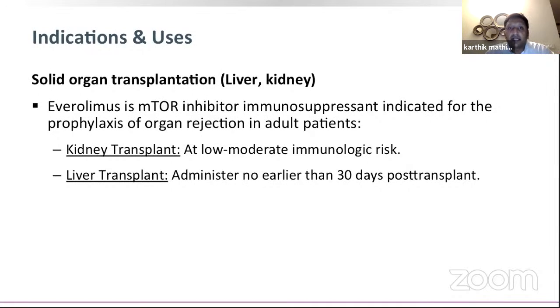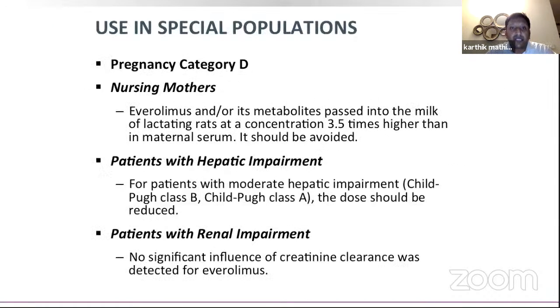In solid organ transplants, liver and kidney, everolimus is an mTOR inhibitor immunosuppressant indicated for prophylaxis of organ rejection. In kidney transplant, for low to moderate immunological risk, and in liver transplant, administered no earlier than 30 days. That's an older concept, but now people have been using everolimus even 5 days or even a week after transplant. The dosage we will skip.